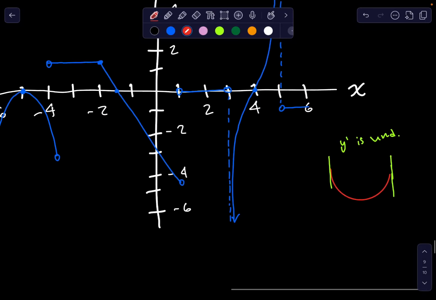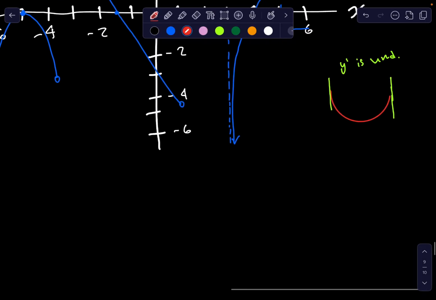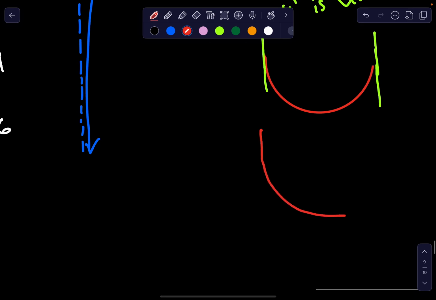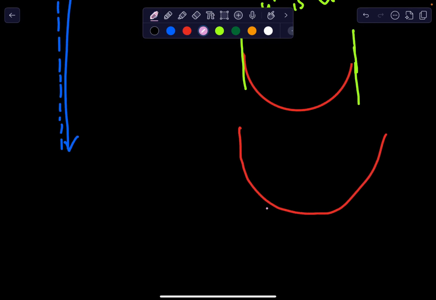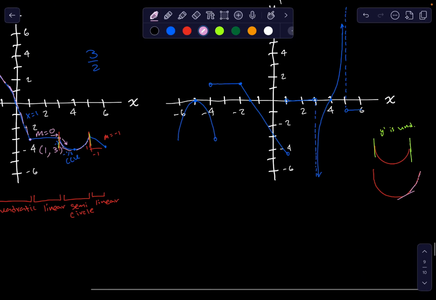Because if we look at it really close on the semicircle, let's do the slope on the right. We're getting more and more positive. We're eventually going to reach a point where the slope is completely vertical, undefined. So that's why we have those asymptotes there.